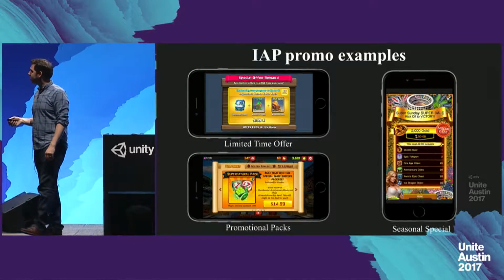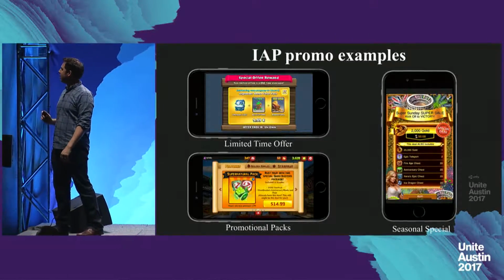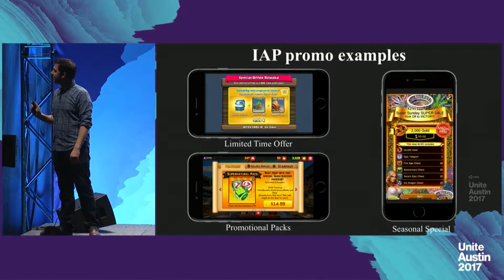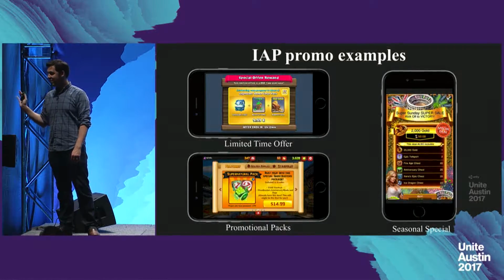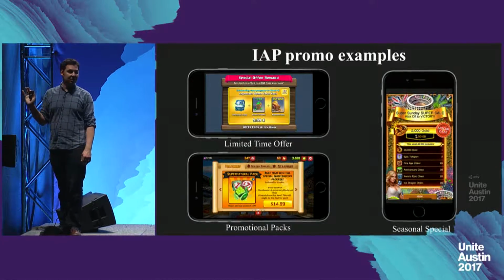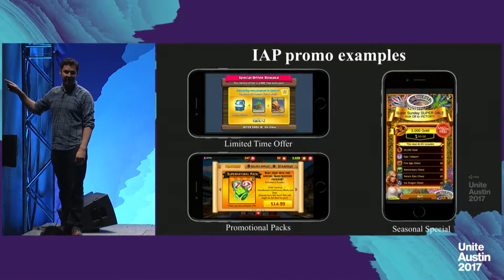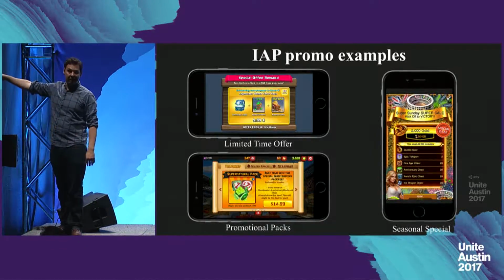Here's a couple of examples. Best practice here, up on the upper left-hand side, is a countdown timer. Having a countdown timer creates a sense of urgency because people think this might not happen forever. And if you've played the biggest games in the industry, you'll know that once that timer expires, you get another option with a new timer that counts down.